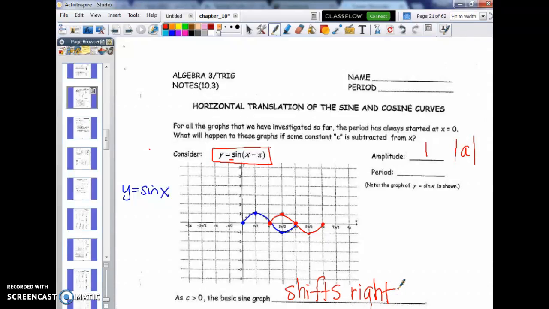Okay, now the period length. We talked about the period length in our normal sine function being 2 pi, because that's how long the graph is. It started at 0, it ended at 2 pi. But now here, we are starting at pi, ending at 3 pi. So the difference between this point and this point is still 2 pi.